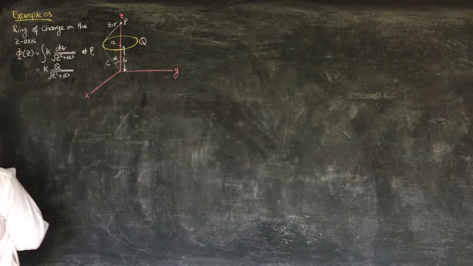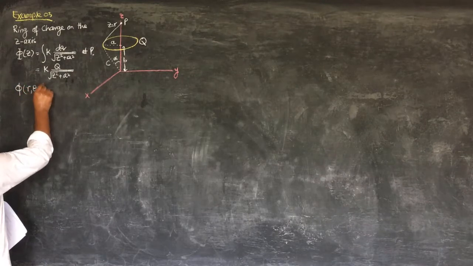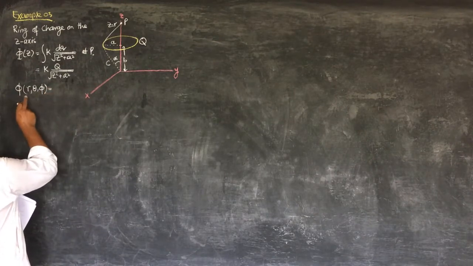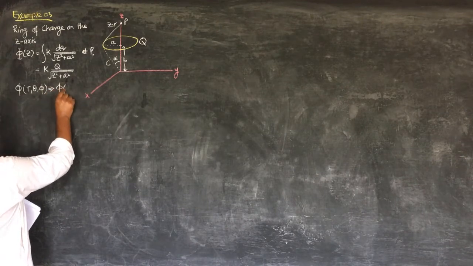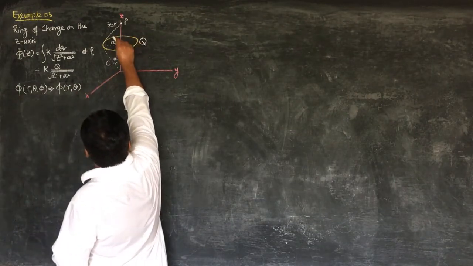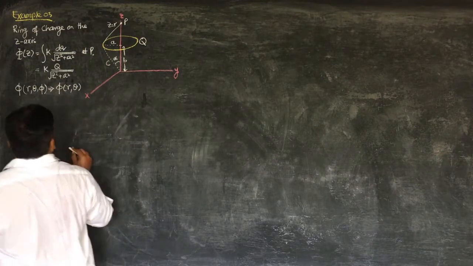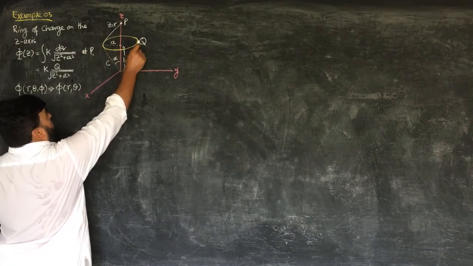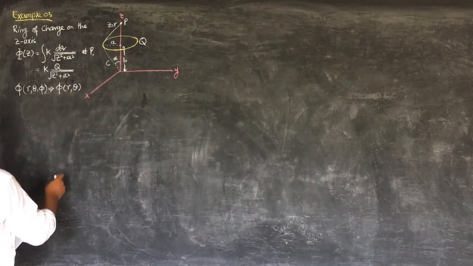As I know, for an arbitrary point, phi of r, theta, phi, when I consider the azimuthal symmetry, the potential will only be a function of r and theta. As I observe here, the potential at this point is only theta dependent and has no dependence on phi, as it is azimuthally symmetric. From all these points, the potential is symmetric about the z-axis. So my potential is only a function of r and theta.